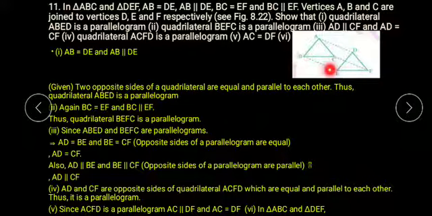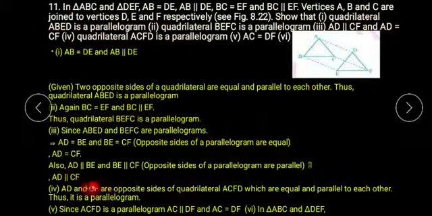See here, BE is equal to CF and AD is equal to CF. So all the three sides are equal. Now also AD is parallel to BE and BE is parallel to CF. The reason is opposite sides of a parallelogram are parallel. So if they are equal, it is also parallel. Hence AD is parallel to CF.